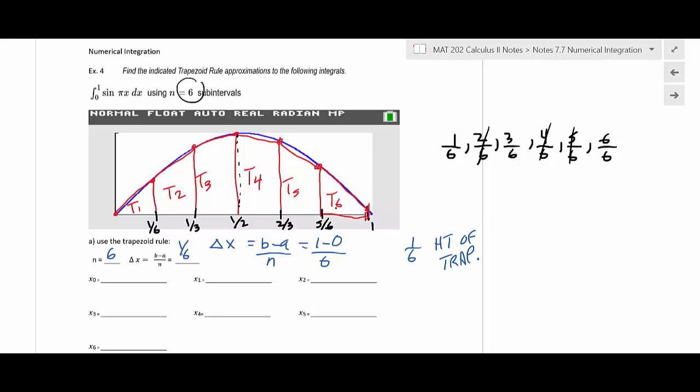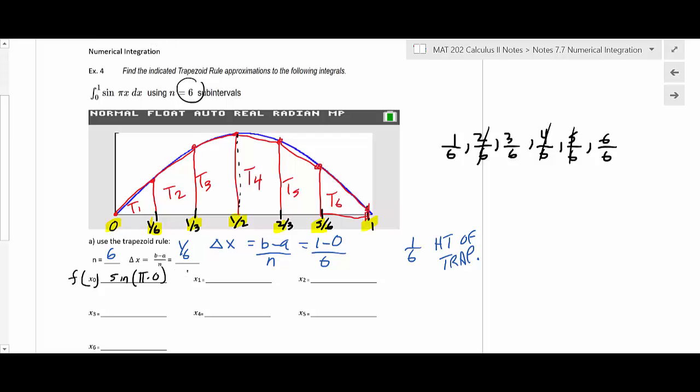Okay, so in the trapezoid formula, all you really got to do is figure out what all of these values are, and then we're going to do the function values like this. What I think I meant to put on here was f of x naught. So f of x naught is just going to be the sine of pi times 0, because x naught is 0 right there. So those are going to be the values that we're going to evaluate the function at.